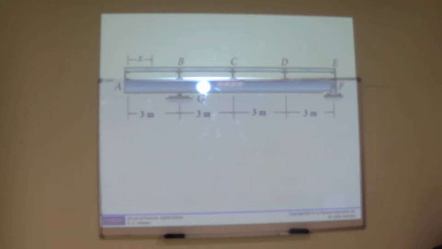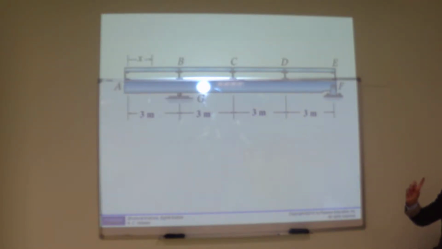Okay, so this is a girder, and what is the question? Can anyone read it for me? Draw the influence line for the shear in panel CD of the girder. So we have to draw the influence line diagram for shear for panel CD.